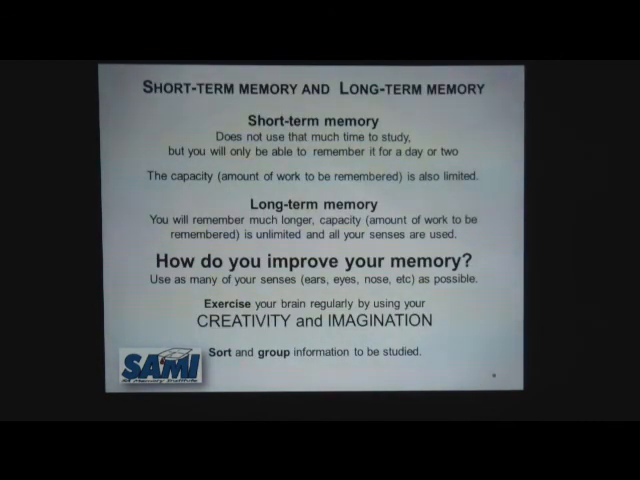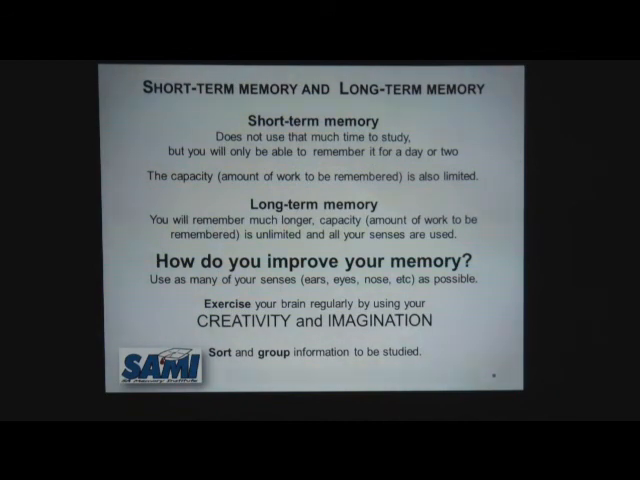Now let's look at your short-term and your long-term memory. In your short-term memory, you do not use that much time to study, but you will only be able to remember it for a day or 2. The capacity, the amount you'll remember, is limited, and that's why it's important to study by using your long-term memory. You will remember much longer.